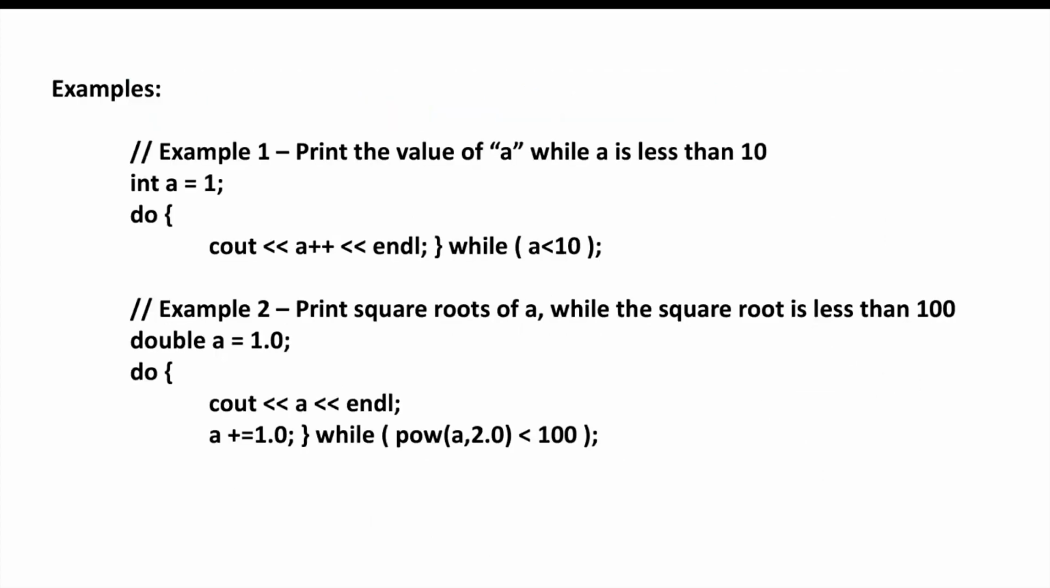So in my example, I have int a equals 1, do cout a plus plus endl, and then while a less than 10. Int a equals 1, but it's going to print out a, and it's going to increment it at least once. My second example, I'm doing a double a equals 1.0, right? Instead of an int. And I'm going to print out a, while, and then I'm doing a comma 2.0 of the pow, which is power of.